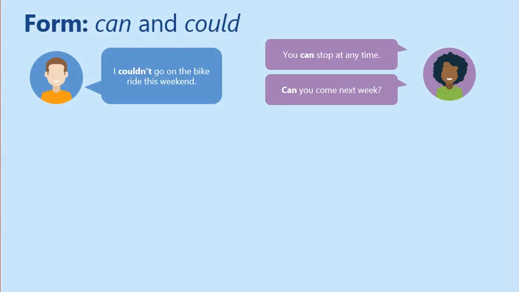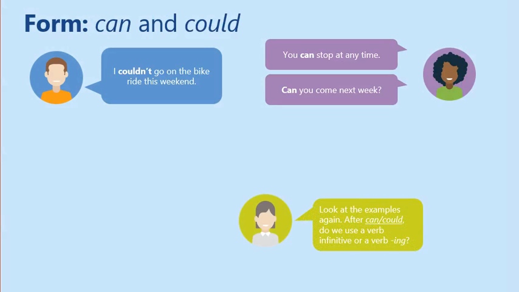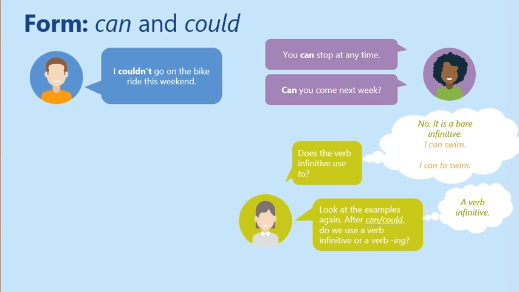Okay, now let's see this. Look at the examples again. After can or could, do we use a verb infinitive or a verb with ing? We use a verb in infinitive form. Okay. Does the verb infinitive use to? No, it's a verb infinitive.